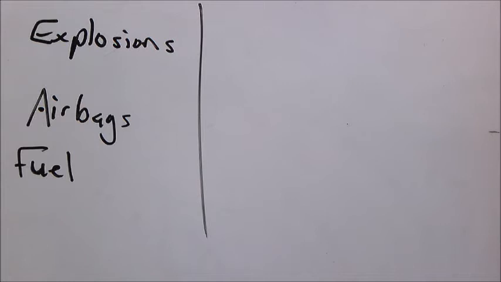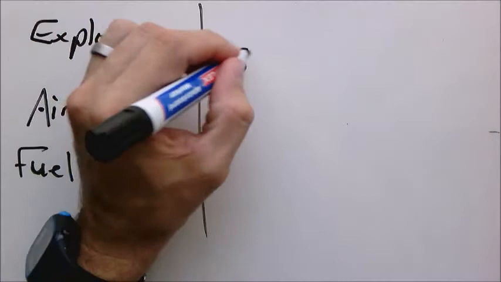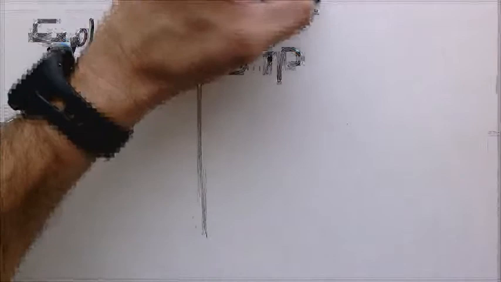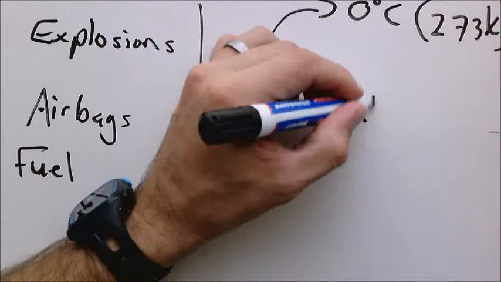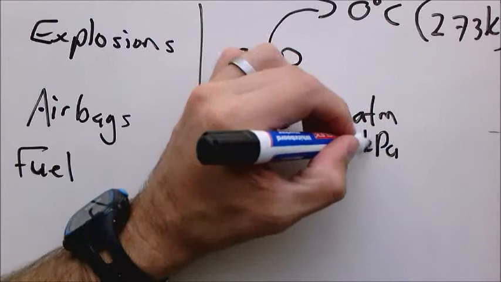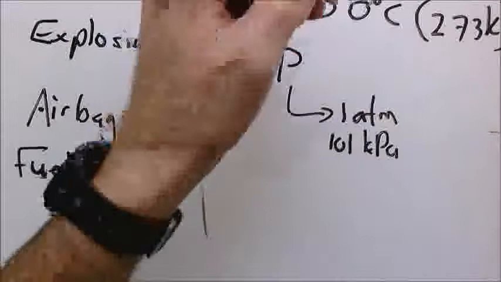Okay, so another thing that you need to keep in mind for this section of the work is that the moment we say STP, it means standard temperature, which is 0 degrees Celsius or 273 Kelvin, and standard pressure, which is 1 atmosphere, which is 101 kilopascal. So that's the unit, STP, standard temperature and pressure, 0 and 1 atmosphere.